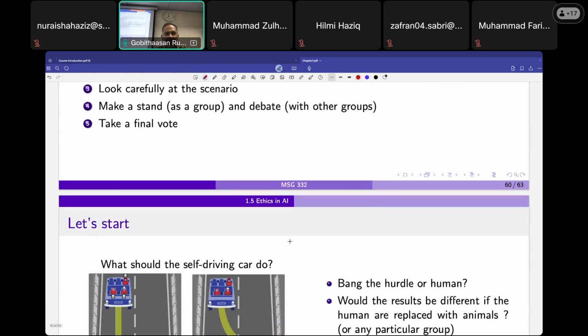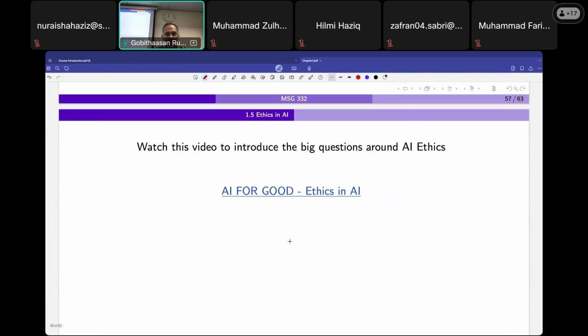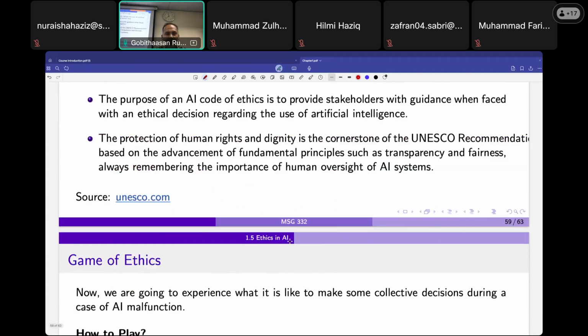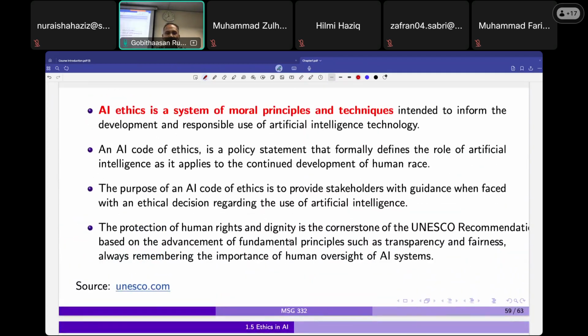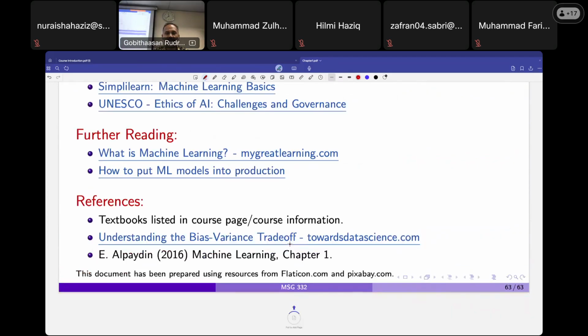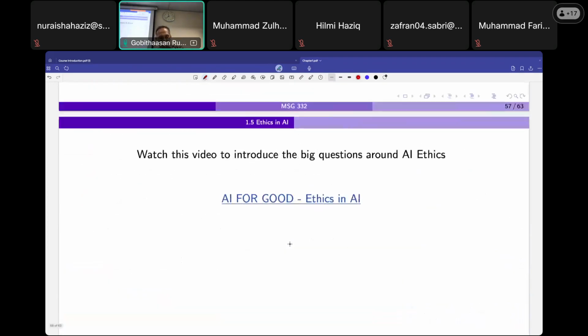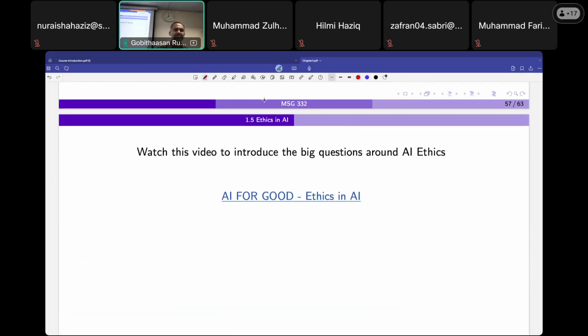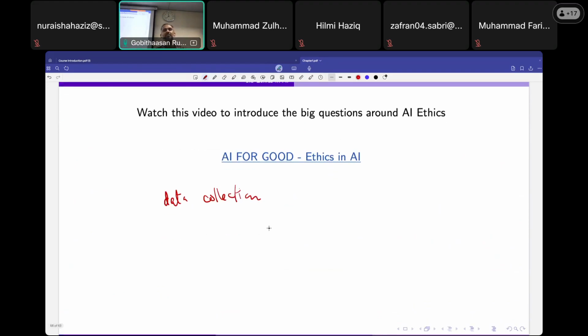The next part is, where is the data? Oh, I have the data. The next part is data collection. Okay, the next part of data is data collection. There's a data set called the Boston housing data set.